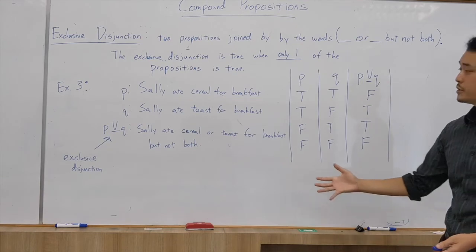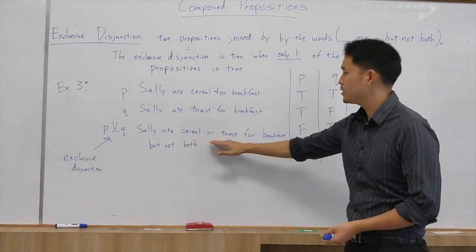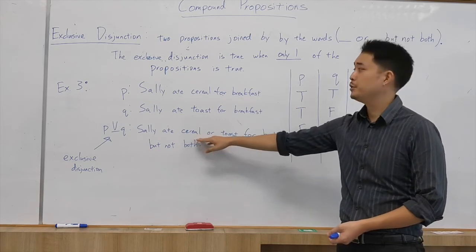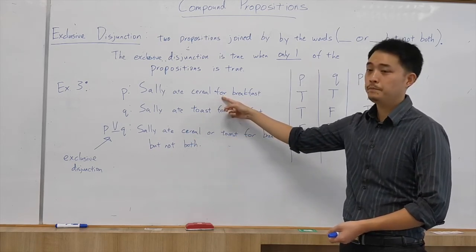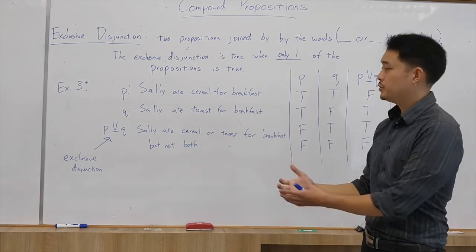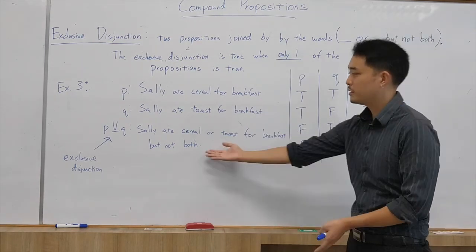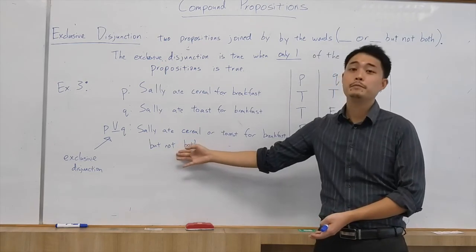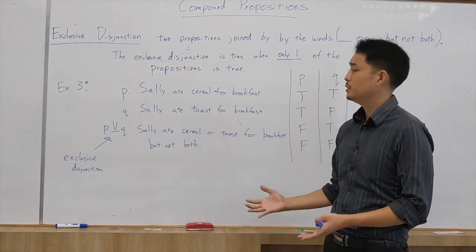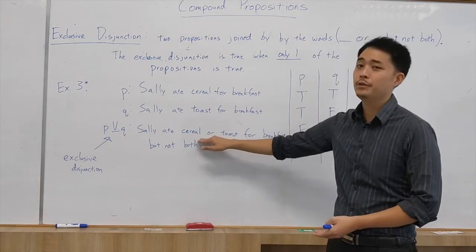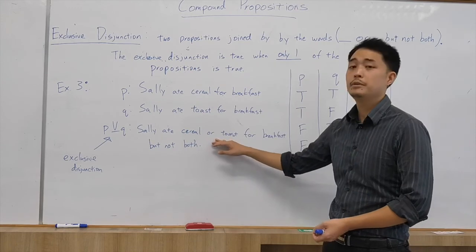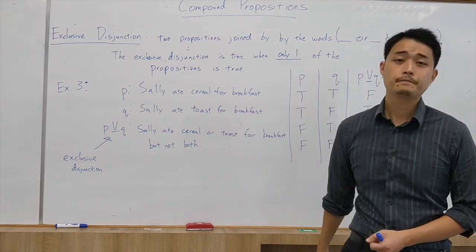And it kind of makes sense. If we look at this statement, Sally ate cereal or toast for breakfast, but not both, we want to say that she ate cereal, but not toast. That's okay. She ate toast, but not cereal. That's okay. But if she ate both cereal and toast, that directly contradicts this part of the statement, which says that she did not eat both cereal and toast. And of course, if she ate neither of them, if she didn't eat cereal or toast, then this statement is also false.